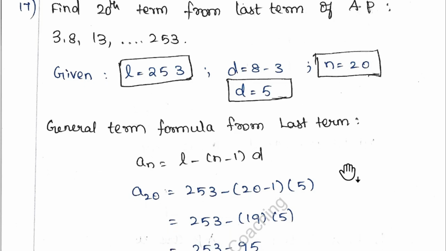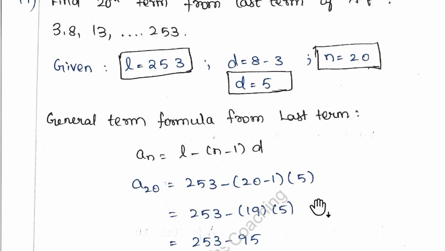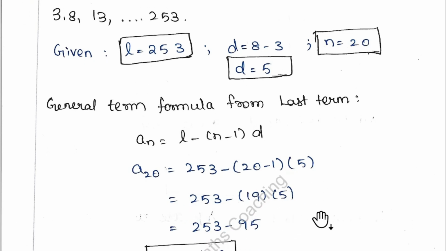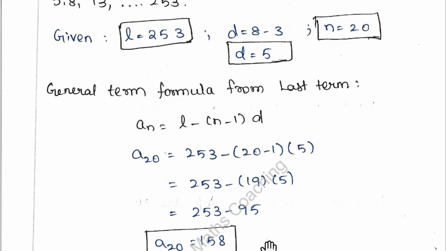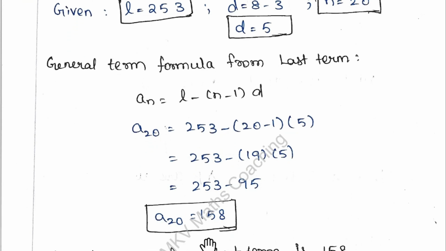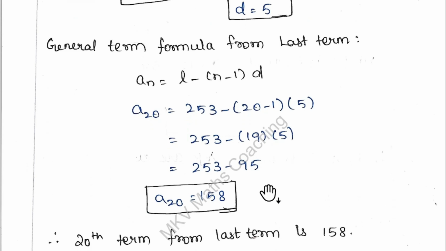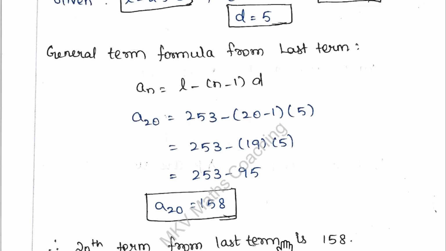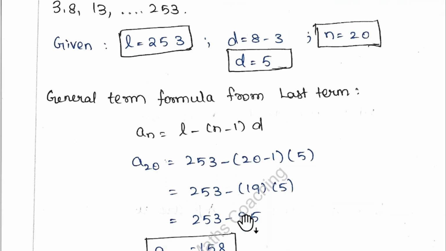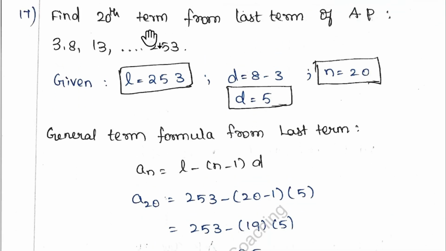So now general term from the last term formula is this, and A20 is equal to L, 253, minus N, 20 minus 1, times D, 5, okay? So 253 minus 19 5s are 95. If you subtract, I am getting A20 as 158. So 20th term from the last term is 158. Okay, so you can also use the formula of An, but when the question says you have to find the term from the last term of AP, you have to use this formula.